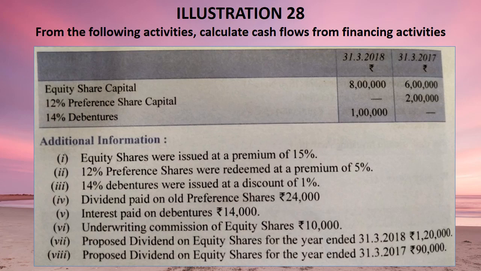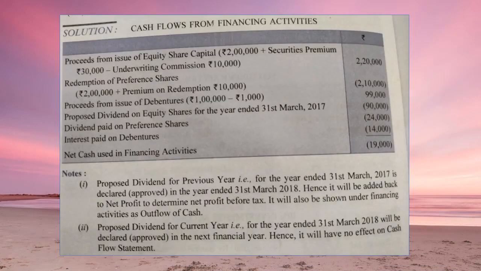Now see, 17 is the opening year, 18 is the closing year. Now move on to the solution. If you have read the illustration clearly, then there will be no doubt when I move on to the solution. Now see, proceeds from issue of share capital. Rupees 2 lakh were received, there is an inflow of rupees 2 lakh by issuing equity share capital. Securities premium reserve 15% was used, I told you. 15% of rupees 2 lakh is 30,000.